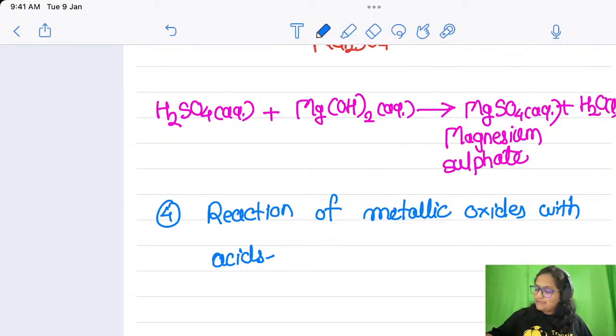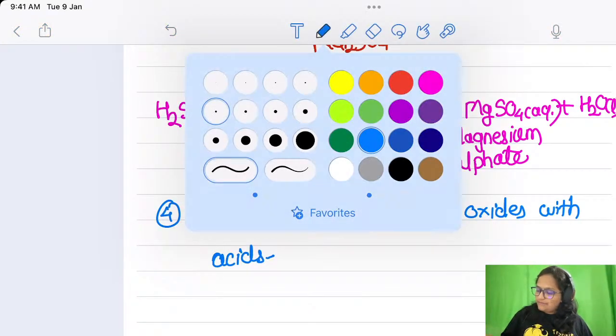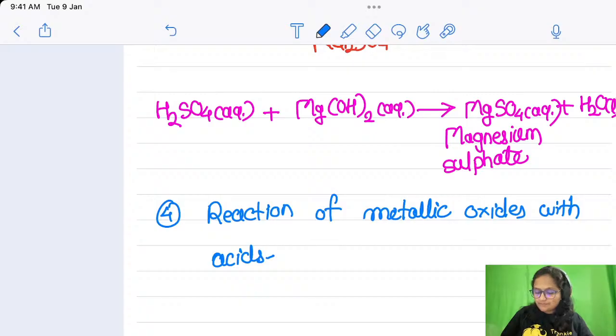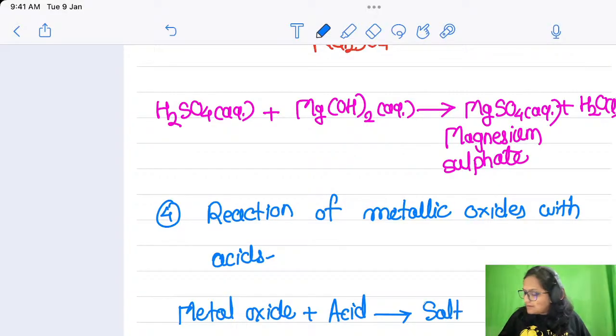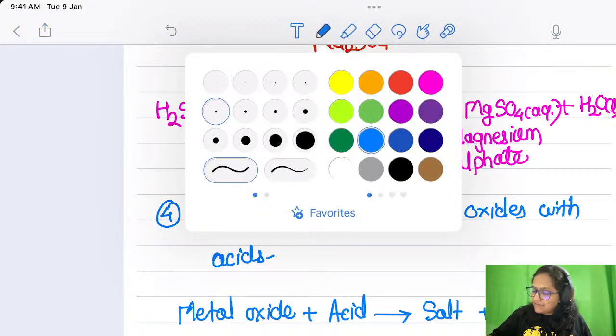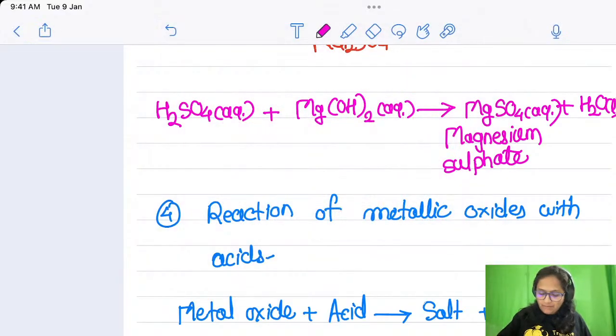Okay, so let me write it down. We are going to use the metal oxide, it will combine with acid, and we'll get a salt and water, right? Some examples we can have one by one.